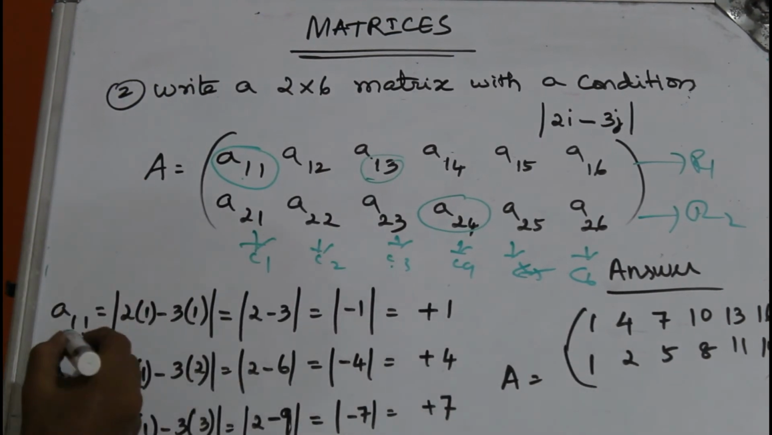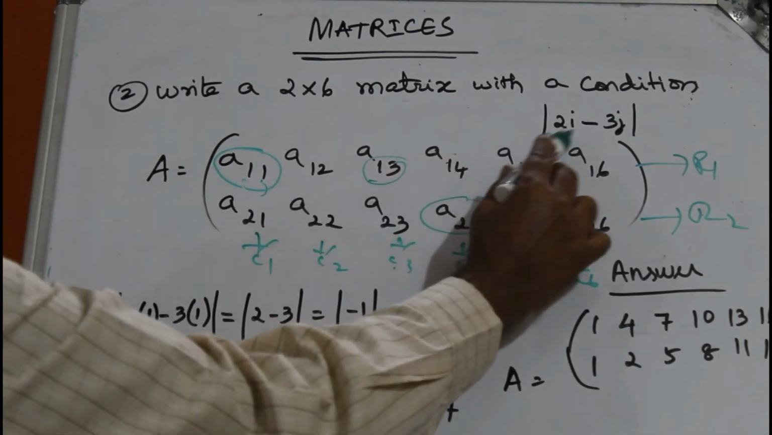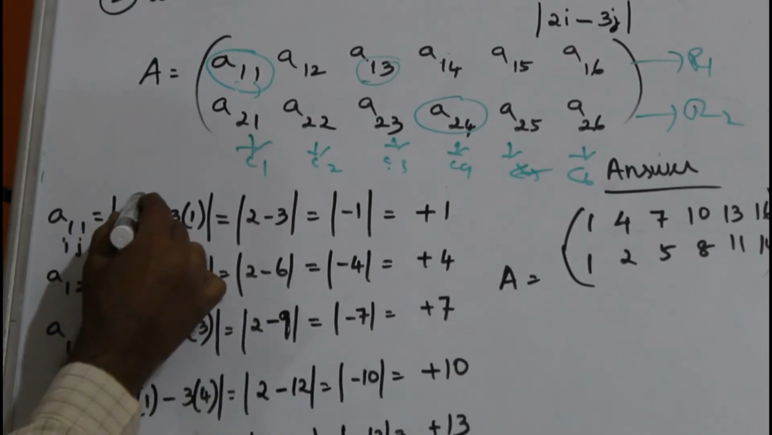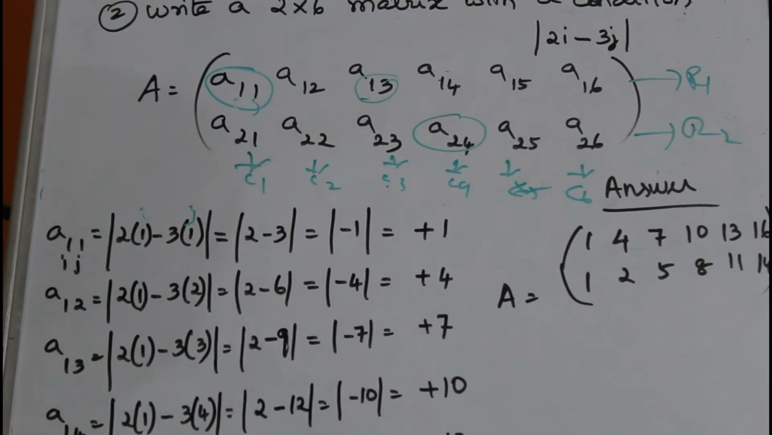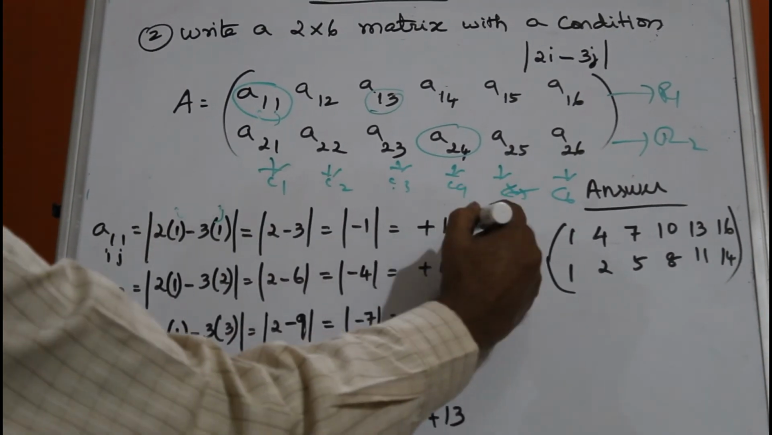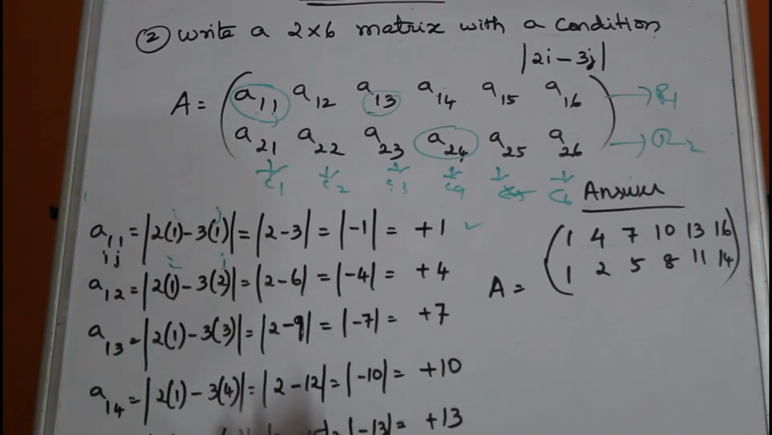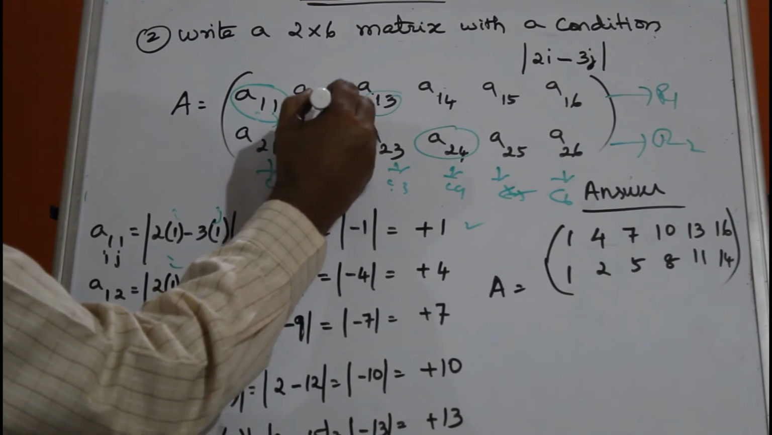So this is called i and this is called j. The first one is i and j. So 2i minus 3j is the condition. 2 into this is i, this is j. 2 ones are 2, minus 3 is minus 1, but modulus gives only the plus value. For a12, this is your i and this is j.